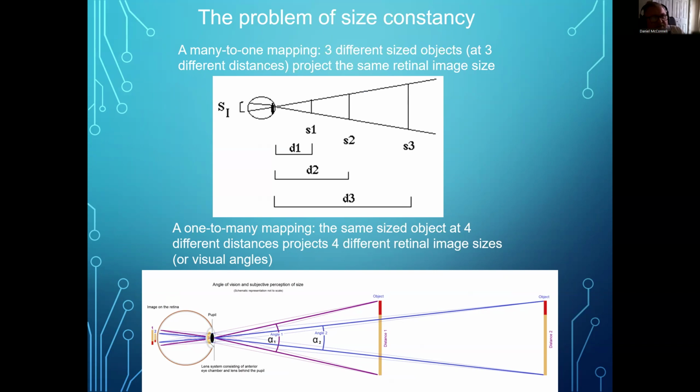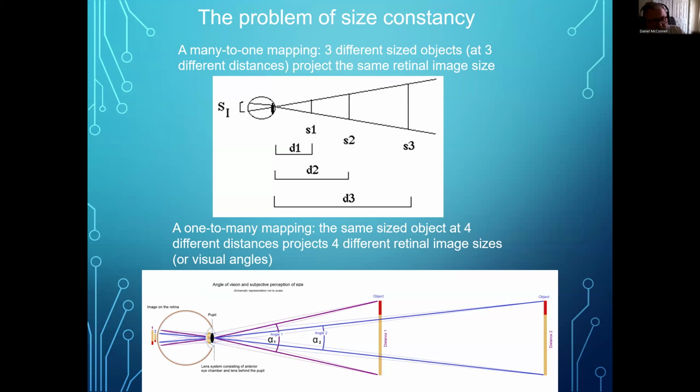And so now that we have perfectly mapped the size and the distance just so, each of these 3 objects could potentially project the exact same retinal image size. We're going to call that S subscript I, I for image here. And so 3 objects of 3 different sizes all project the same image size. That's like my red square example from before.